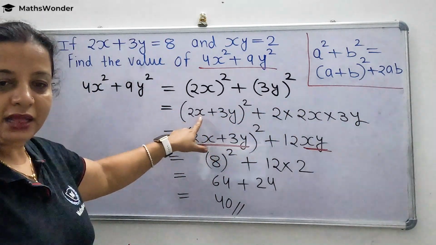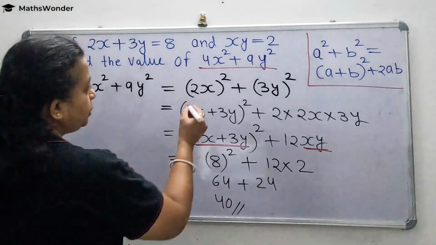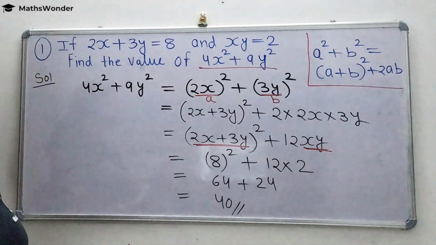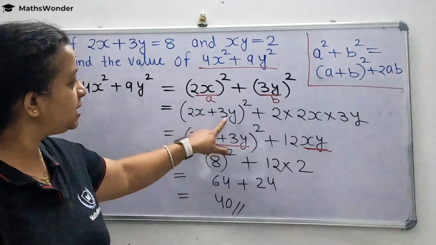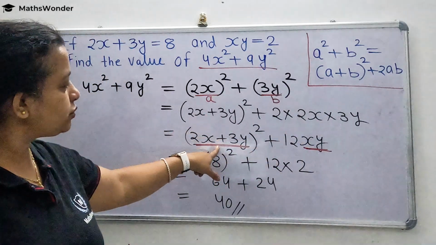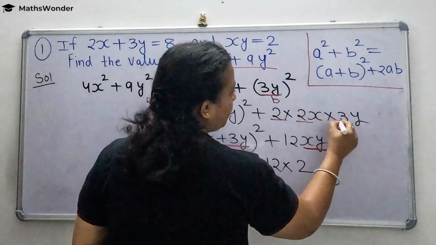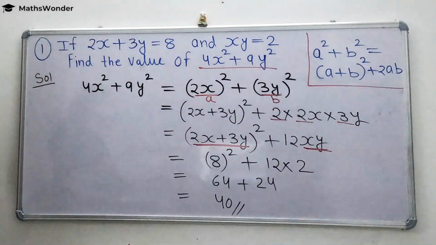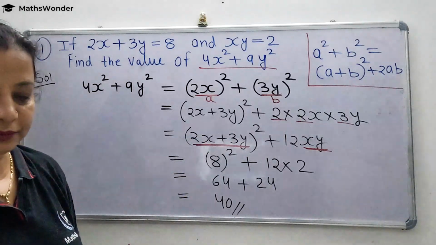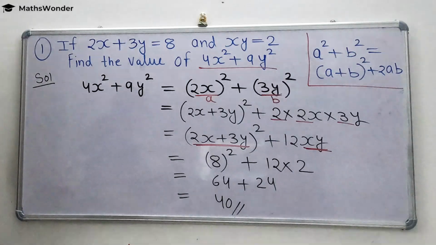Now you will apply it in the question. So this is your a. According to the question, this is your a, this is your b. Now you will apply your identity: a plus b whole square plus 2ab. So a plus b whole square is this one. Then I have multiplied these three numbers. So it will become 12xy. And then substitute the value. Any confusion? No, right?